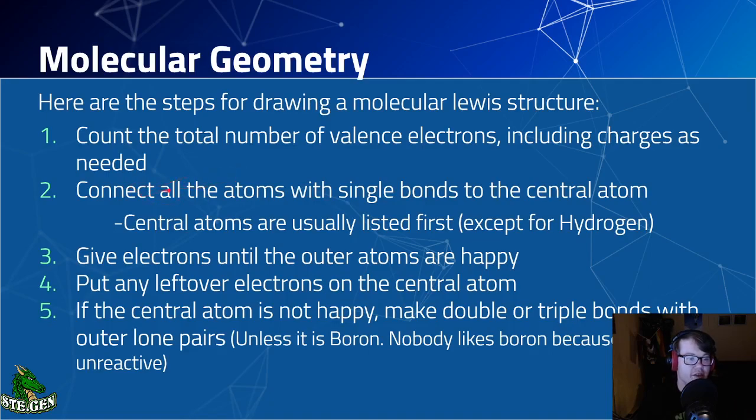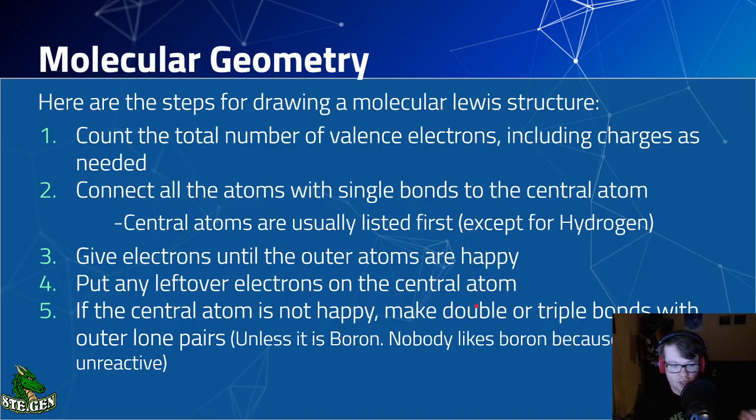Then you connect all the atoms with single bonds to the central atom. Central atoms are usually listed first, unless it's hydrogen. Hydrogen only wants to make one bond, because helium, remember, has 2 valence electrons, so to have a full outer layer, helium only needs 2. And since hydrogen has 1, it's already halfway there. Hydrogen's only ever going to bond to one thing, so it never gets to be the center.